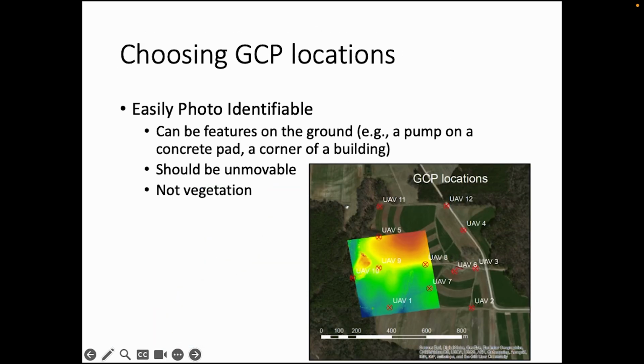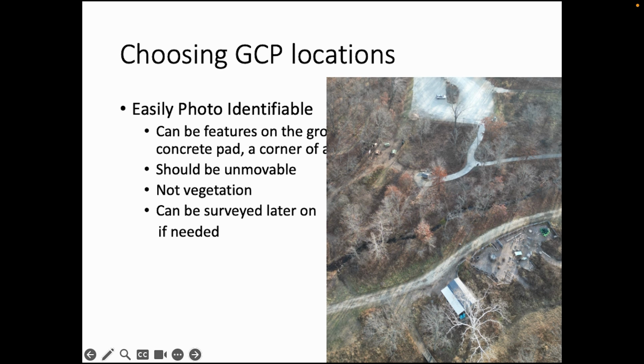Now, what about choosing GCP locations? GCP locations need to be easily identifiable in photos, so you don't want them to be under trees, for example. They need to be things that are fixed in place, that are not movable. And as I mentioned, we can use things that are easily identifiable from the air. So for example, we could use the corner of a fence, a point on the sidewalk where the sidewalk has a corner, maybe the corner of a building.